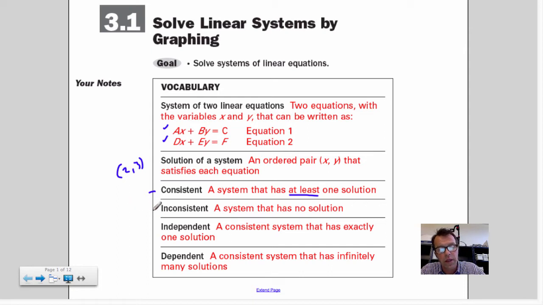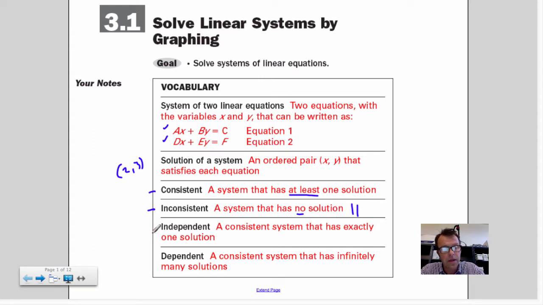A system is called inconsistent if the system has no solution. So there is no solution. If 2 lines are given and they do not intersect, which would be parallel lines, then there would be no solution, and the system is called inconsistent.